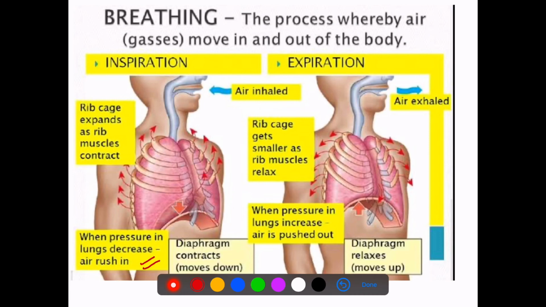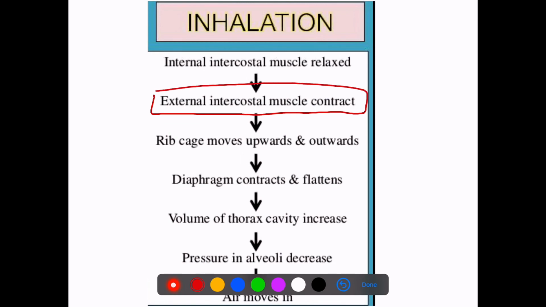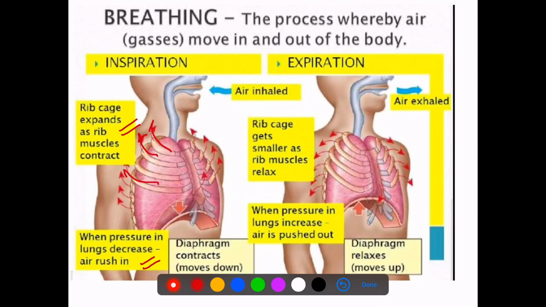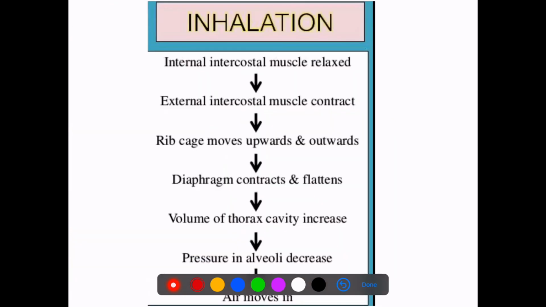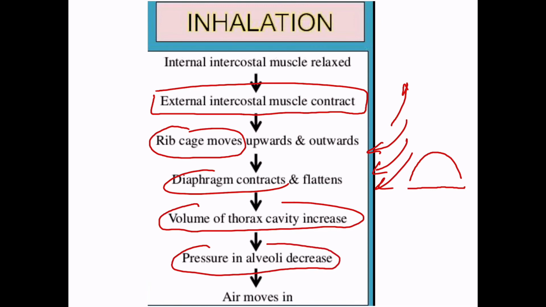Your radial or phrenic muscles contract, and the rib cage expands because of the external intercostal muscles. This is the main thing: the external intercostal muscles contract, and the rib cage moves upwards as well as out. As you can see, it moves up and out because of the contraction. The diaphragm also contracts, and when it contracts, it changes from a dome shape to a flat shape. So volume increases, pressure decreases, and air moves in.